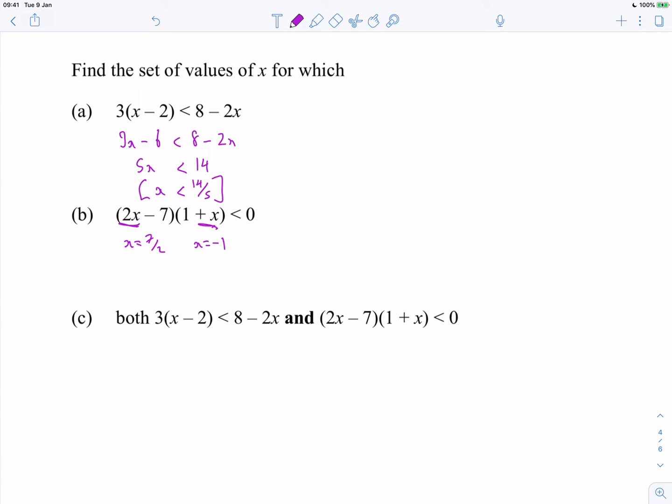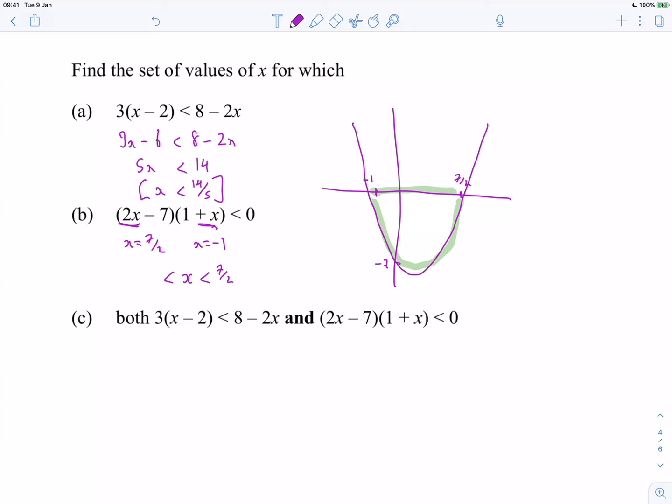It's a positive quadratic, so it's going to be a U-shaped parabola looking like this, where it's going to cross the x-axis at minus 1 and at 7 over 2, which is 3.5. It's going to have a y-coordinate of minus 7. So it's going to be a U-shaped parabola looking like that. And I want it less than 0, so all this stuff, which is between minus 1 and 7 over 2. So the answer is x is less than 7 over 2, but greater than minus 1.